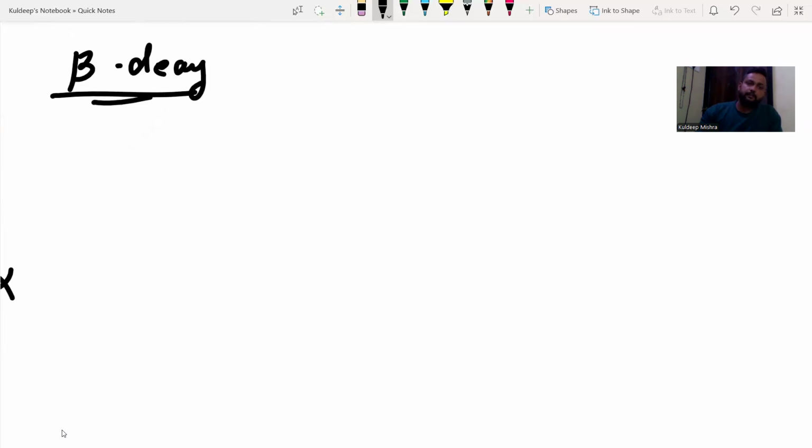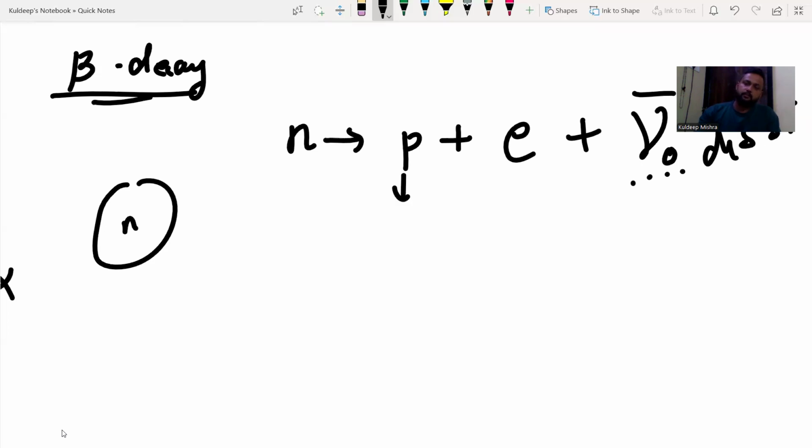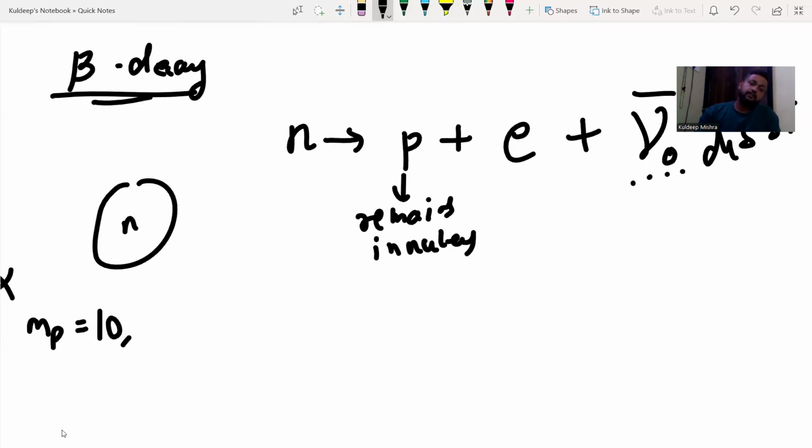In the beta decay, inside the nucleus, one neutron turns into a proton, an electron, and an anti-neutrino. Now the anti-neutrino just dissipates. This is just energy, so it dissipates into air. The proton remains in the nucleus because it's very heavy. You must remember that the mass of a proton is about 2000 times... the mass of an electron, so it is very heavy.